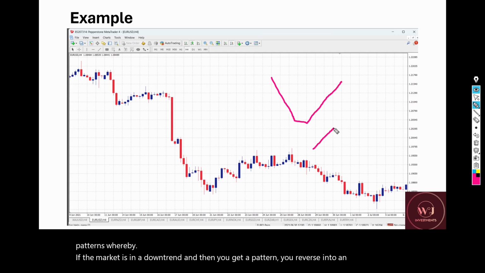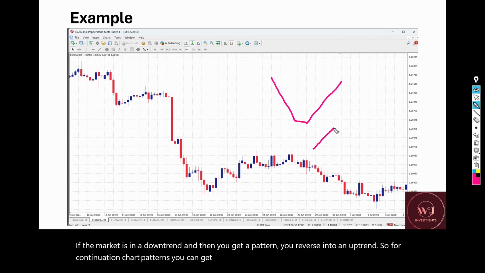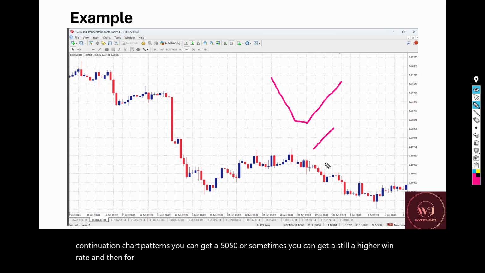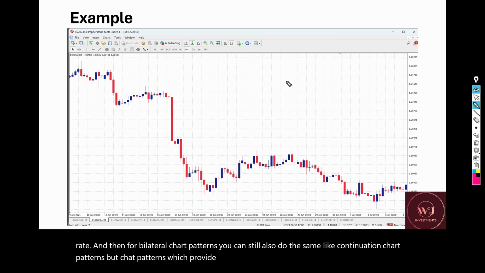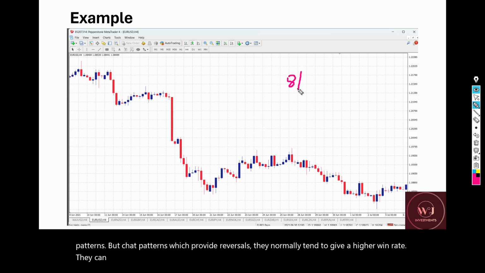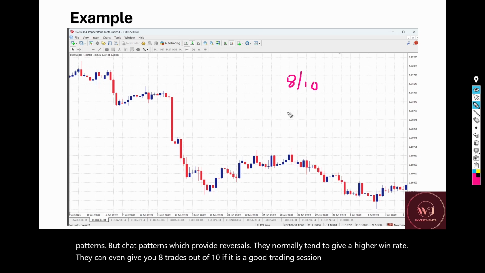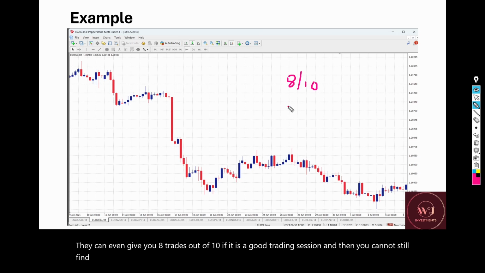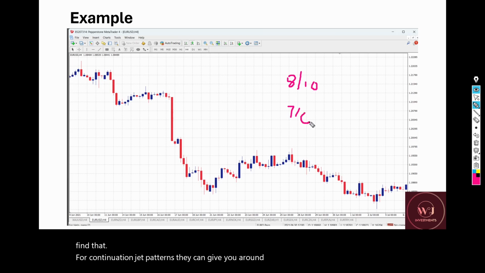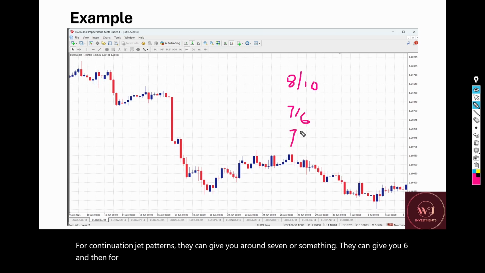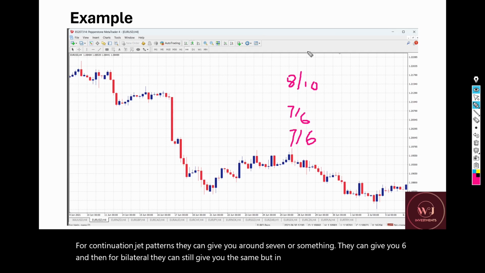For continuation chart patterns, you can get a 50-50, or sometimes you can still get a higher win rate. And for bilateral chart patterns, you can do the same as continuation chart patterns, but chart patterns which provide reversals normally tend to give a higher win rate. They can even give you 8 trades out of 10 if it is a good trading session. For continuation chart patterns, they can give you around 7, or sometimes 6. And for bilateral, they can still give you the same. But in general, these reversal chart patterns give a higher win rate.